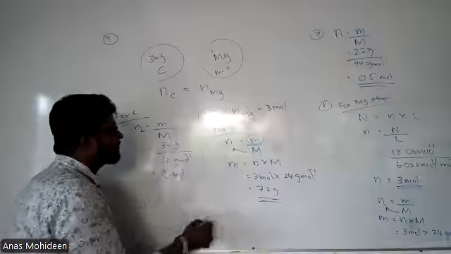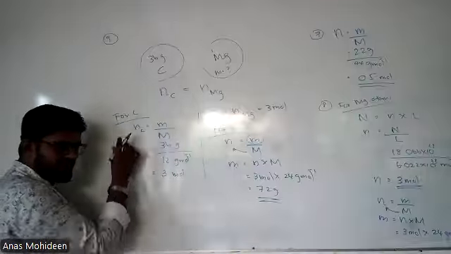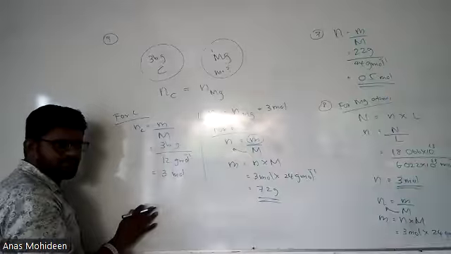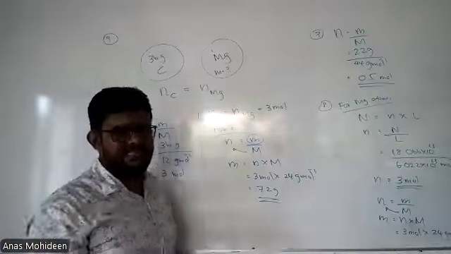So first you find the moles of carbon, because the grams and molar mass are known. You can find the moles. That mole is equal to the magnesium moles.